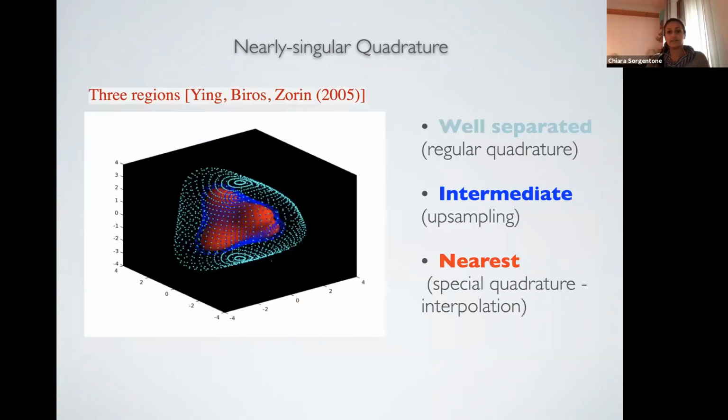And this something else is this. So I took an idea originally proposed by Ying, Biros, and Zorin. So we divided our volume in different regions. We have a well-separated region where the regular quadrature works well. Regular quadrature in my case means Gauss-Legendre in one direction and trapezoidal rule in the other. There is an intermediate region where upsampling, so increasing the number of points, is enough. And then we have the nearest region where we need to do something else. And this something else is based on interpolation.